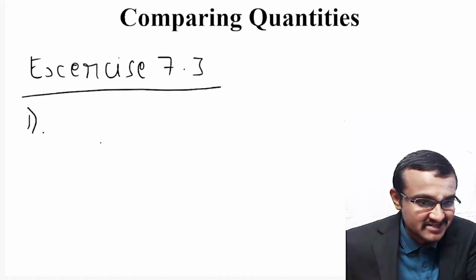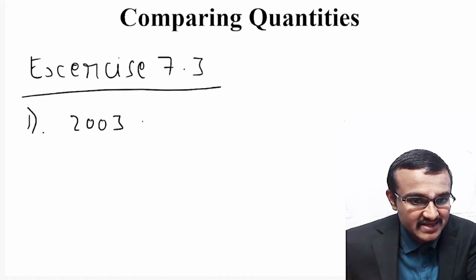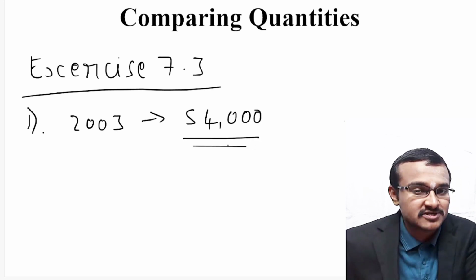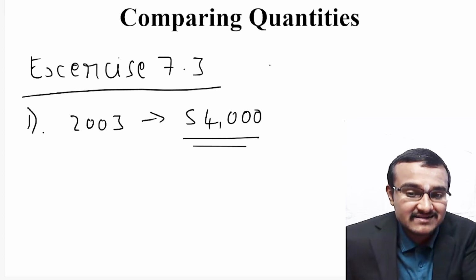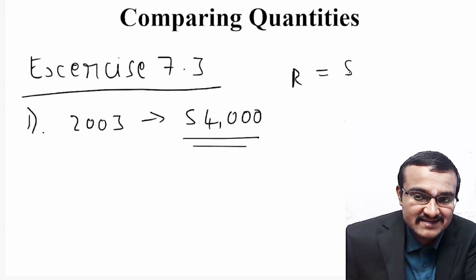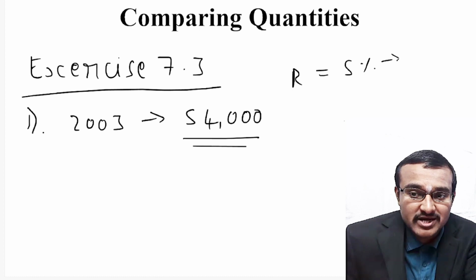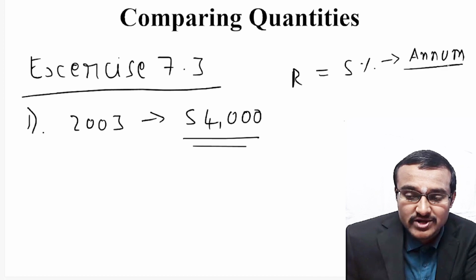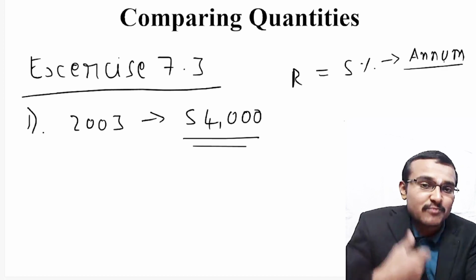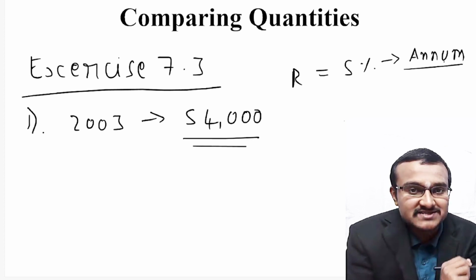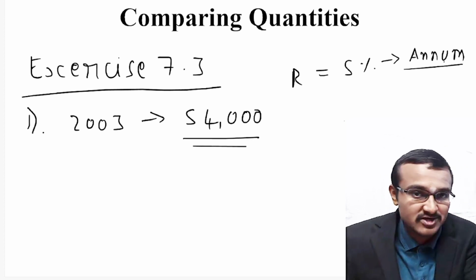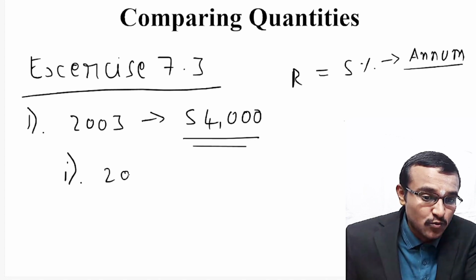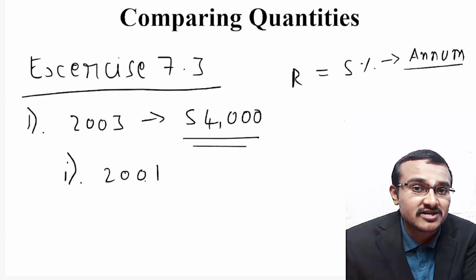city, the population in 2003 is 54,000, and this population has been reached at the rate of 5% increase. So every year there is 5% growth. Every year the population is increasing by 5%. Based on this data, they have given two questions in this first question. Coming to the first part, they are asking what was the population in 2001.